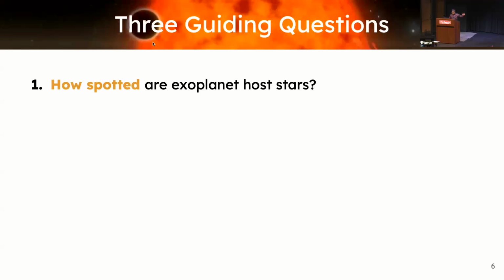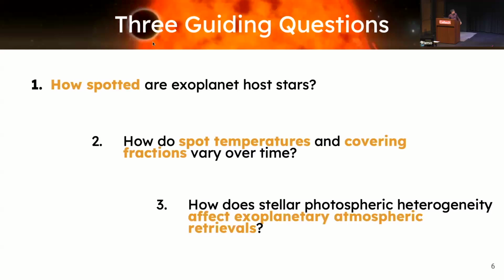I would like to give you 3 guiding questions as I talk about our results. The 3 guiding questions are: how spotted are the exoplanetary host stars, and what are the temperature and the spot covering fraction; do they change over time; and how are they going to impact exoplanet atmospheric retrievals. These are some really ambitious questions which we are trying to answer. We don't have perfect answers to these questions yet. The results I'll be showing are a little bit preliminary, but they will explain the direction we are heading.